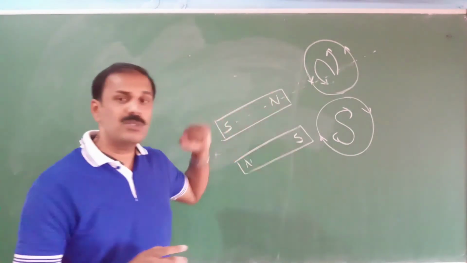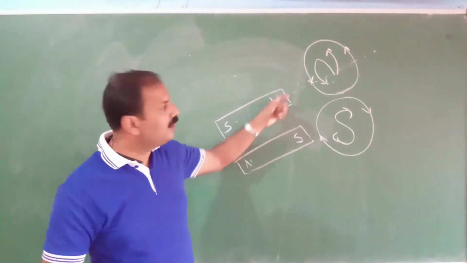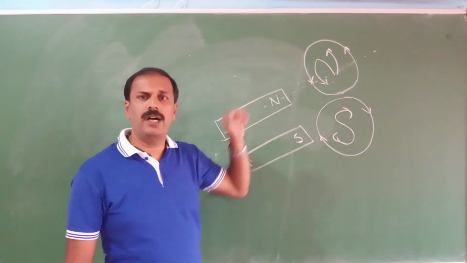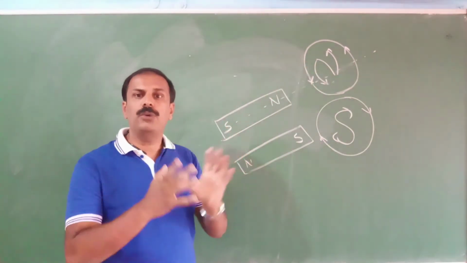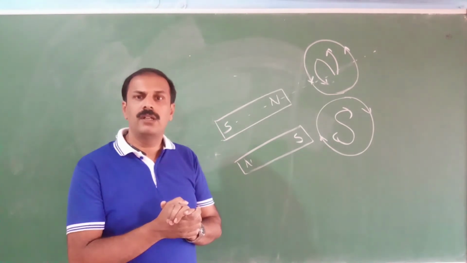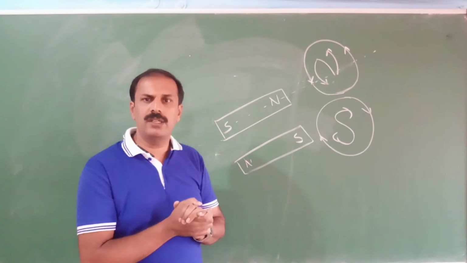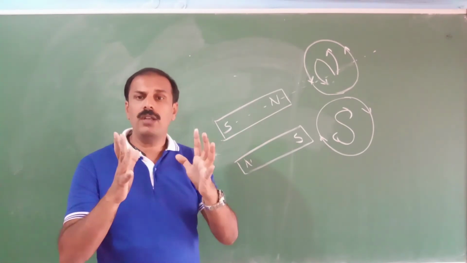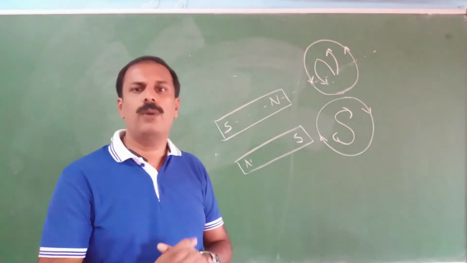If Lenz's law is not valid, then what will happen? When you push this north, here south will come. If south comes here, the magnet will get attracted toward that side. So without doing any work or without applying any force, it will do some work. That is against the law of conservation of energy. So to hold this law of conservation of energy right, our Lenz's law also should be right.